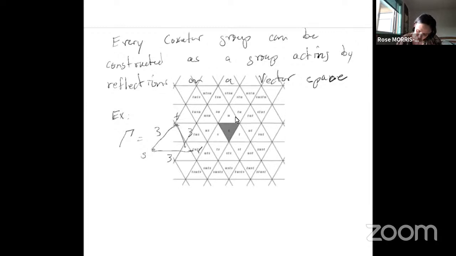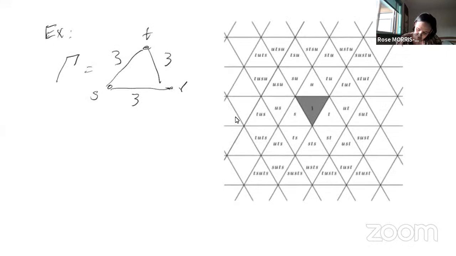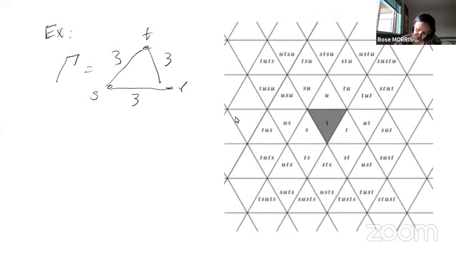Yeah, here we go. So here's this picture. Let me make it a little bit bigger for us. So this is the Coxeter group acting on the Euclidean plane, right? I've tiled my whole plane by triangles.